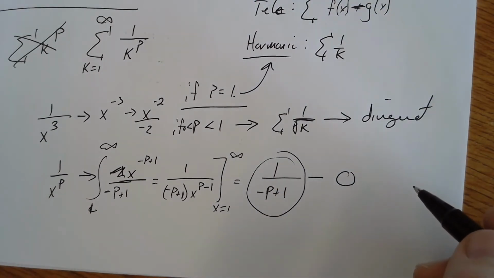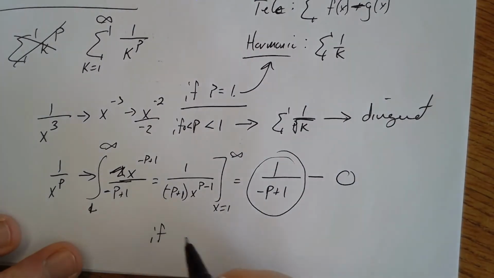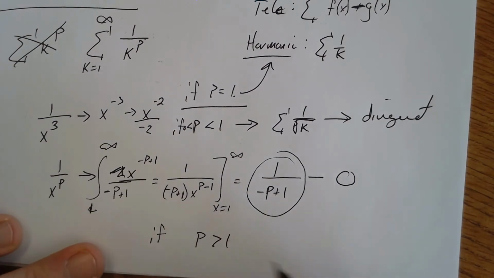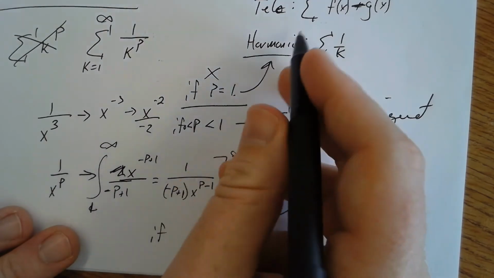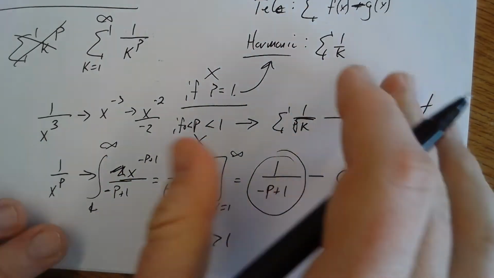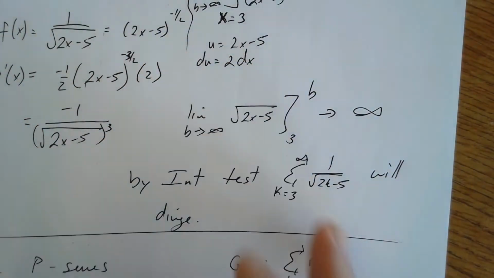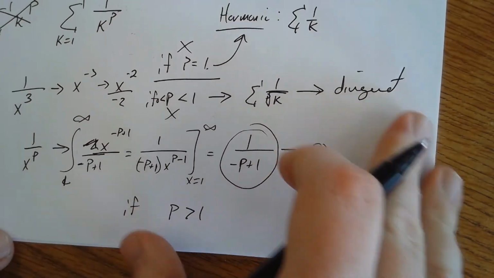So what we can conclude is that the p-series will converge if p happens to be greater than 1. Again, it doesn't converge for p equal to 1 because that's a harmonic series. It doesn't converge for p less than 1 because that behaves very much like a radical, like this example back here, and the integral test will prove that.